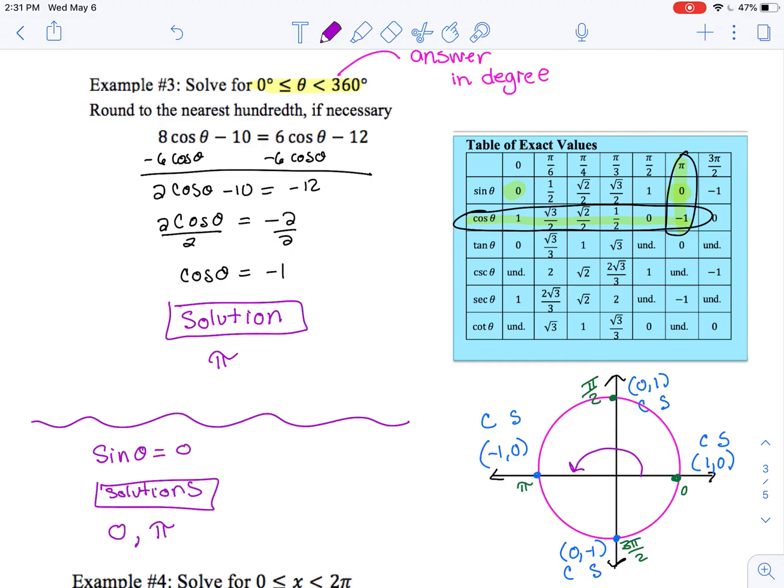Those tend to be the ones that trip kids up a little bit because they're trying to find 2 different solutions. But in this case, we only have 1 solution. The only time that cosine is equal to negative 1 is at an angle of pi.